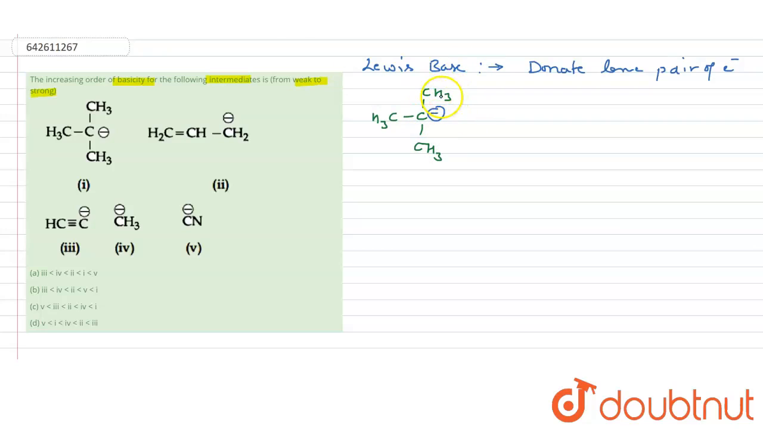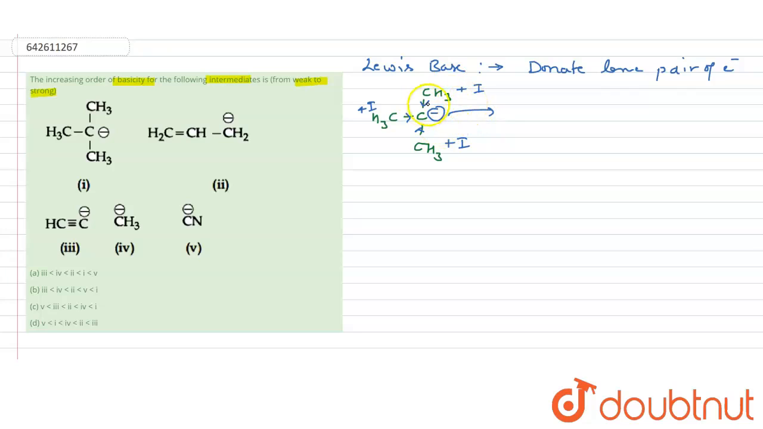Now you can see this methyl group is an electron donating group, so it donates electrons through the plus I effect. That means plus I over here, plus I over here, and plus I over here. So there are 3 plus I effects acting on this carbon. That means the electrons of this negative charge can be donated very easily, so it can act as a very strong base.